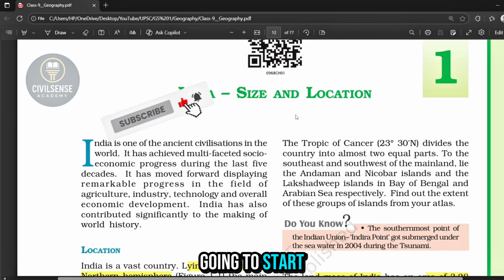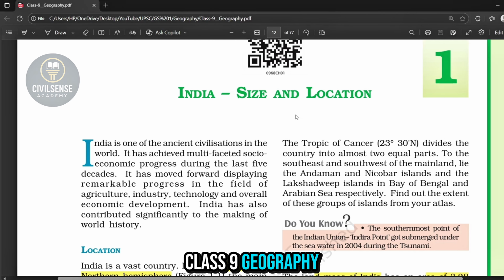Today we are going to start Unit 1 of Class 9 Geography, that is India, Size and Location. India is one of the oldest civilizations in the world. From the time of the Indus Valley civilization till today, India has made tremendous progress in many fields like agriculture, industry, science, technology and overall economy. In just a few decades after independence, India has transformed into a strong developing nation.